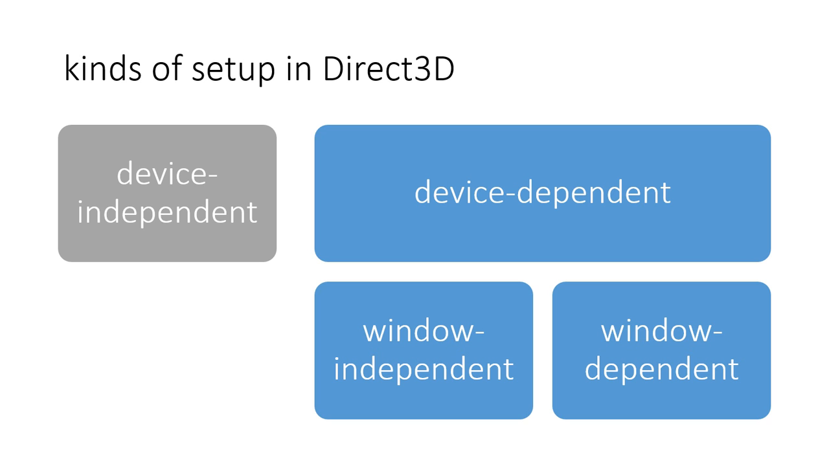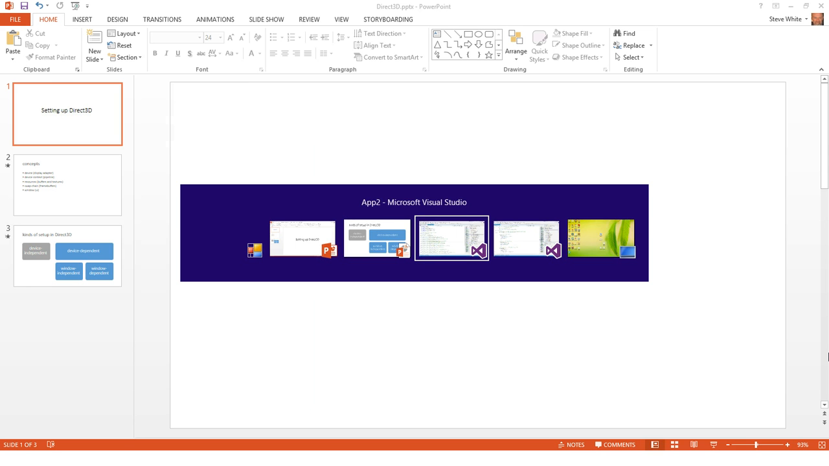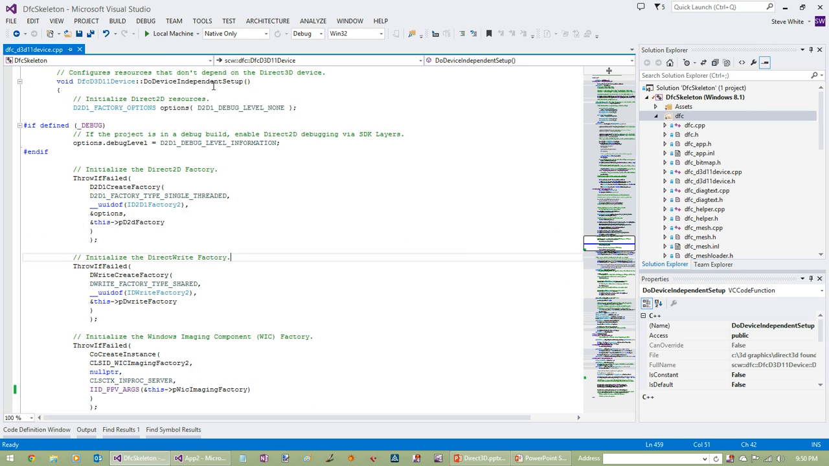So let's take a look in this video at that grey box on the left, the function that maps to the device independent work in my own code. I call my function DoDeviceIndependentSetup. There's only about a page full of code in this function, and there's nothing specifically about Direct3D here. This is setting up some Direct2D factories. Let's take a quick walk through it, and you'll see what I mean.